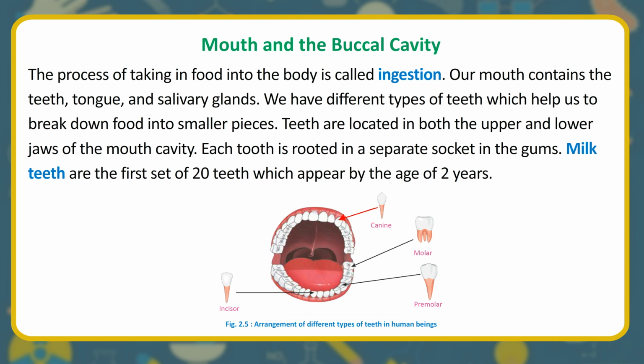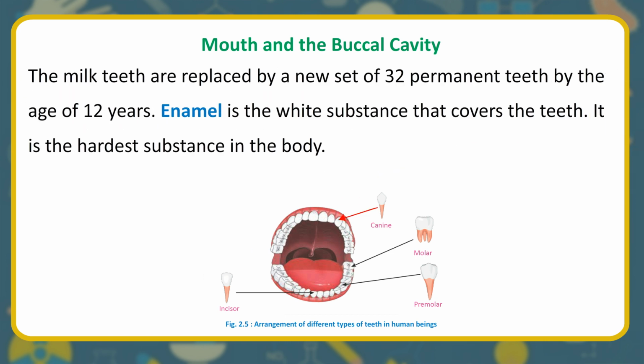Each tooth is rooted in a separate socket in the gums. Milk teeth are the first set of 20 teeth which appear by the age of 2 years. The milk teeth are replaced by a new set of 32 permanent teeth by the age of 12 years. Enamel is the white substance that covers the teeth. It is the hardest substance in the body.